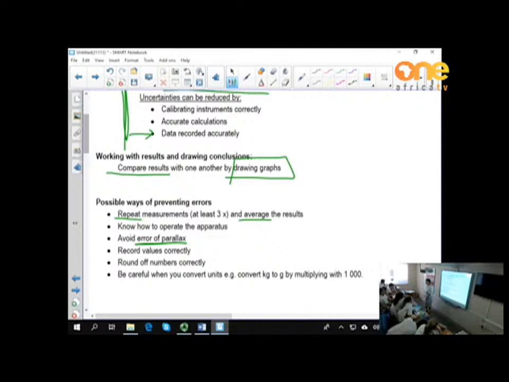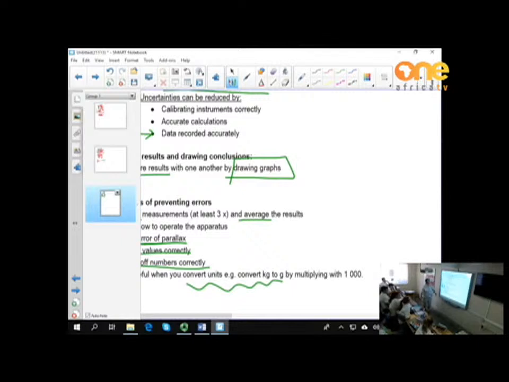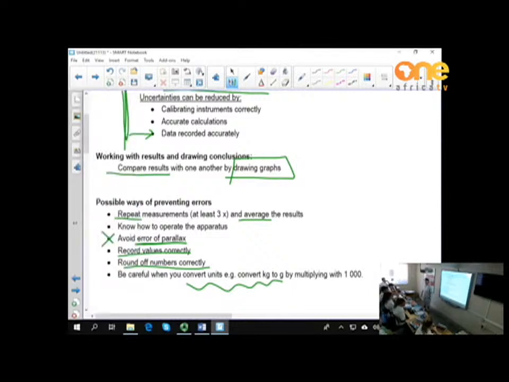Many of the newer instruments have got a digital display. And that, to a large extent, avoids the error of parallax. Okay, because it's easier just to take the digital reading. Then record values correctly. I'm not going to say much more about that. And round off numbers correctly. You can't be more accurate than the instrument. Be careful when you convert units, converting kilogram to gram, multiplying with a thousand, converting cubic meters to cubic decimeters. You must know how to do that so that you don't make errors with that. Okay, that is the end of this whole topic at this point.